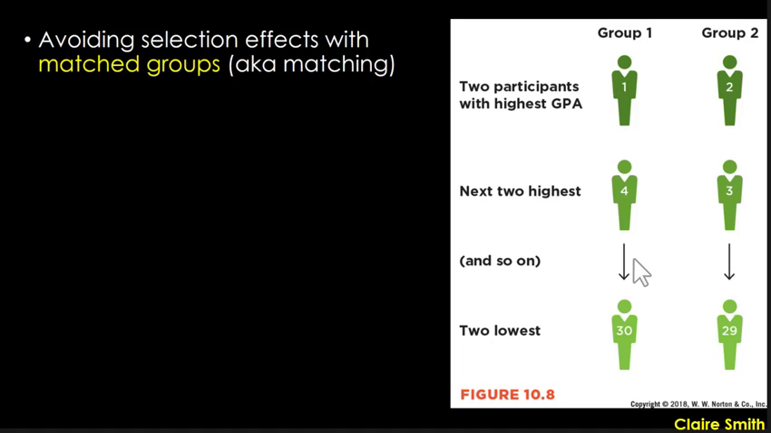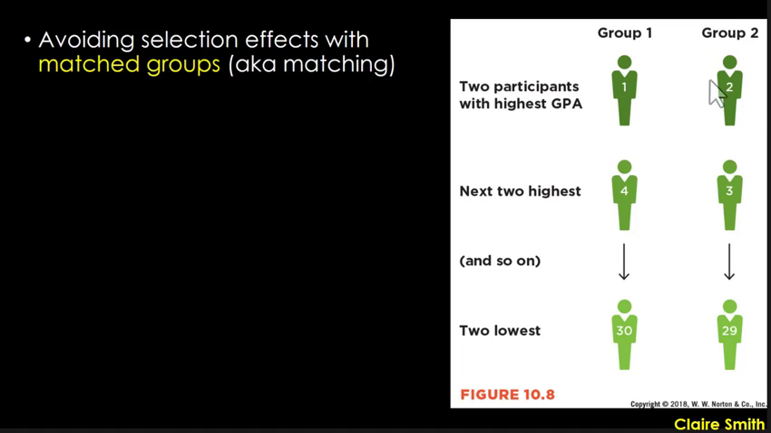Another way we can avoid selection effects is to do something called matched groups, or matching. So if we have 30 people, and we want to see how meditation improves their test scores, when dividing them into groups, we're first going to match them up and then randomly assign them to groups. You match people on some variable that's important to your experiment. So if you're looking at test scores, you might match people up based on GPA.